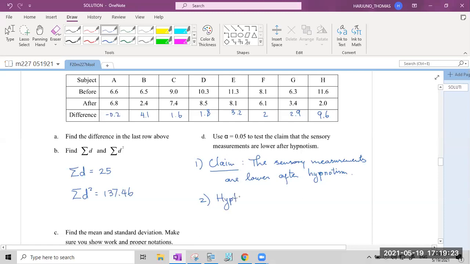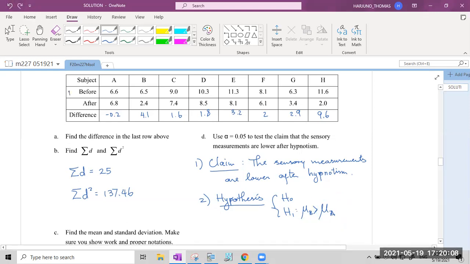Hypothesis. Null hypothesis, alternate hypothesis. So mu1 is greater than mu2, maybe before and after. After hypnotism, the measurement is lower. So mu after is less than mu before.